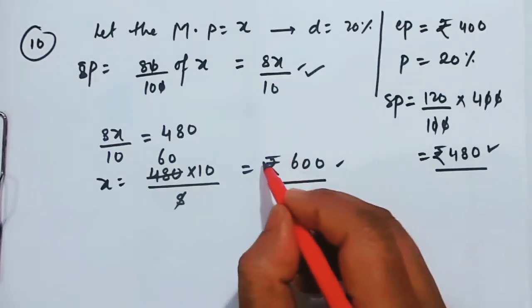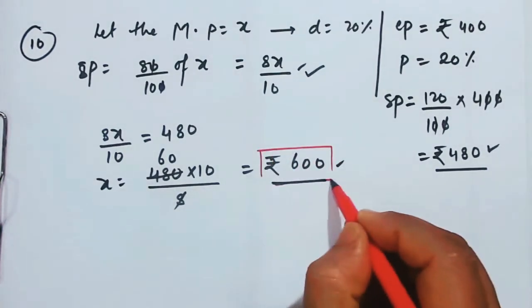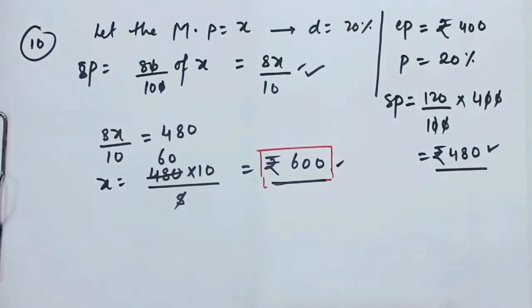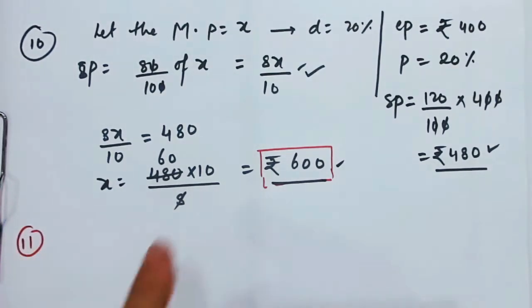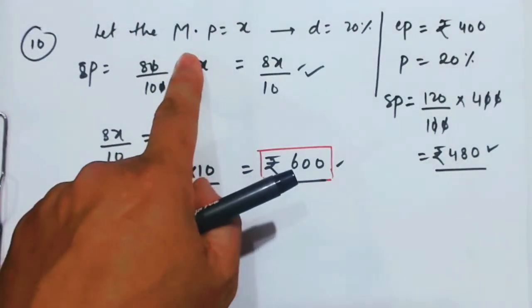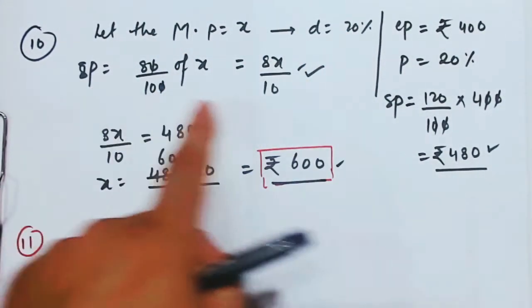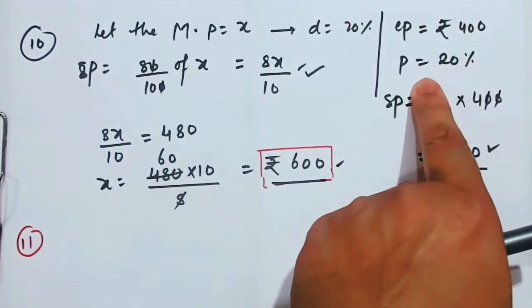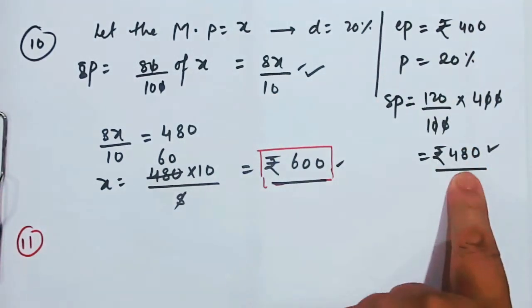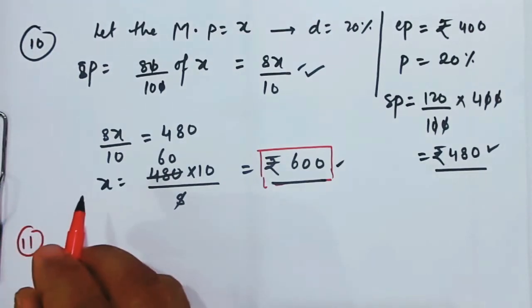Now come to number 11. I hope you have understood this. Mark price of the good is given, discount is given. We found the selling price. Now they are saying cost price is this much and they want to make a profit of 20%. So selling price is 480. I just compared it.